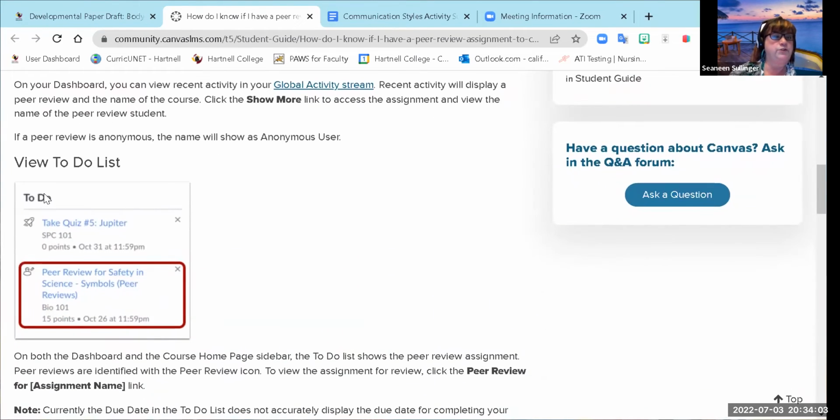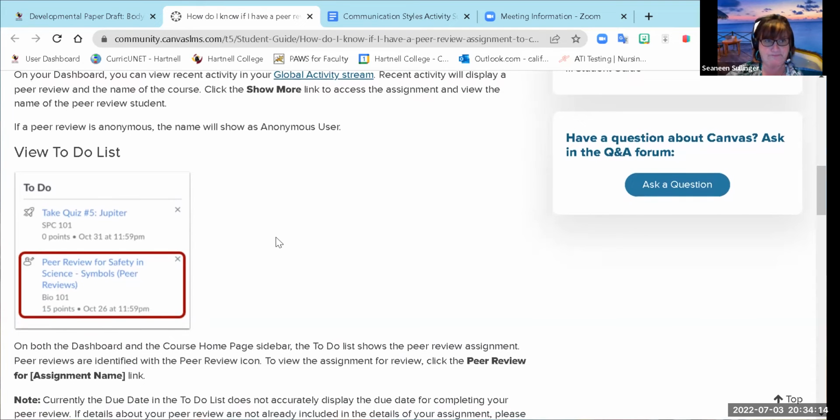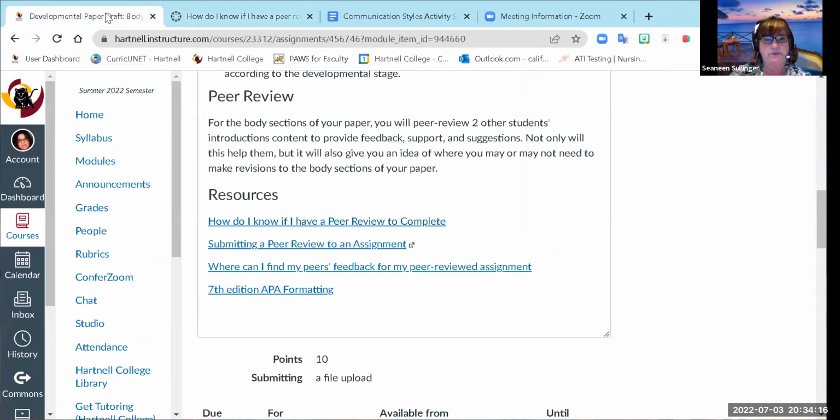Also under your to-do list, which is on that right-hand side, it will tell you right here, peer review for whatever the assignment is. You click on that and it will take you to the students' peer review, to their body sections 1 and 2.